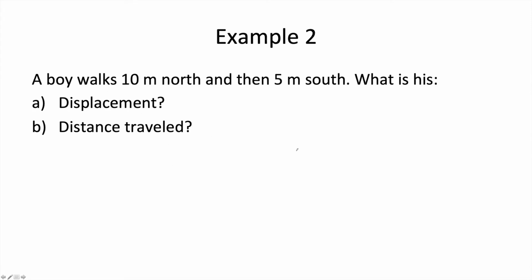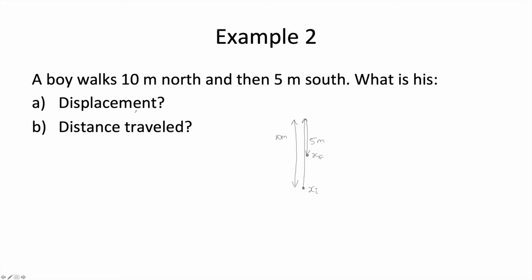Example 2. So a boy walks 10 meters north. So let's have our boy starting here. So this is x initial. He then walks 10 meters north. So here he is. This distance here is 10 meters. And then he walks 5 meters south. So now he's walking down here 5 meters. And this is where he ends up. So this is x final, the final position.